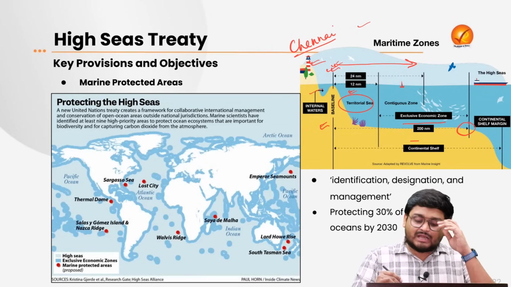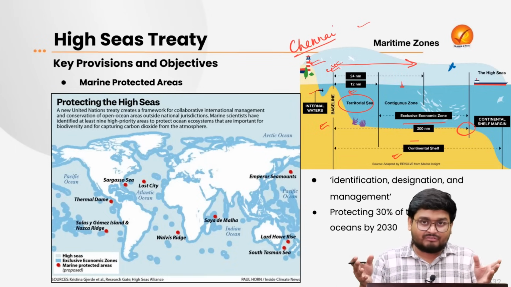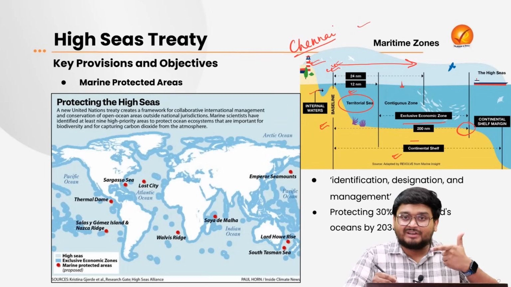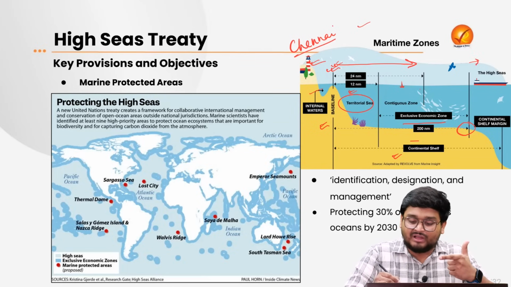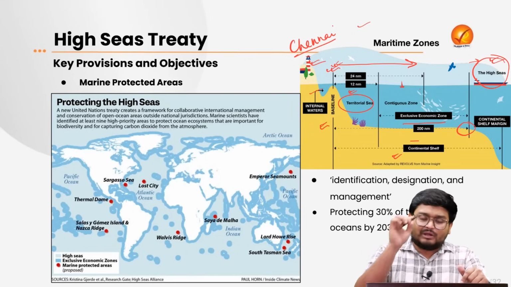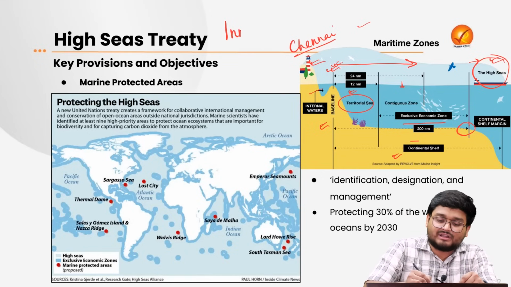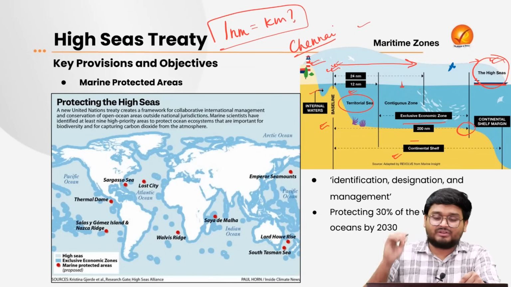The continental shelf can vary from country to country according to geography, but beyond 200 nautical miles, we have the high seas. And these are the high seas which we are talking about. Now, in the comment section, can you let me know what is the measure of 1 nautical mile in kilometers? Let me know in the comments.